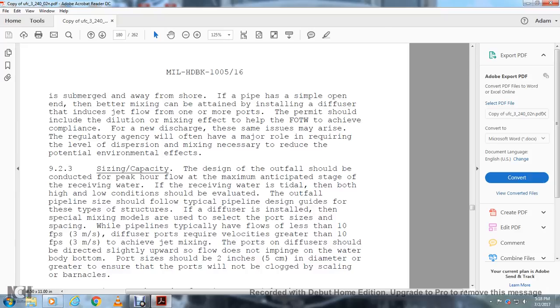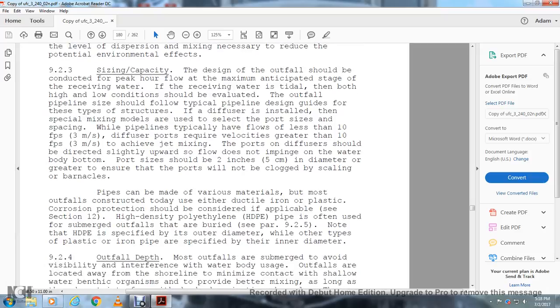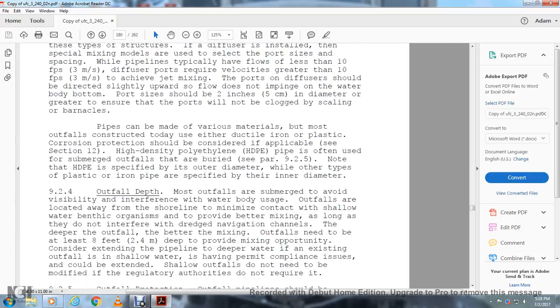The ports of the diffuser should be directed slightly upward so the flow does not impinge on the bottom of the water body. Port sizes should be 2 inches in diameter or greater to ensure the ports will not be clogged with scaling or barnacles. Pipes can be made of various materials. Most outfall construction is either ductile iron or plastic. Corrosion protection should be considered where applicable. See Section 12.